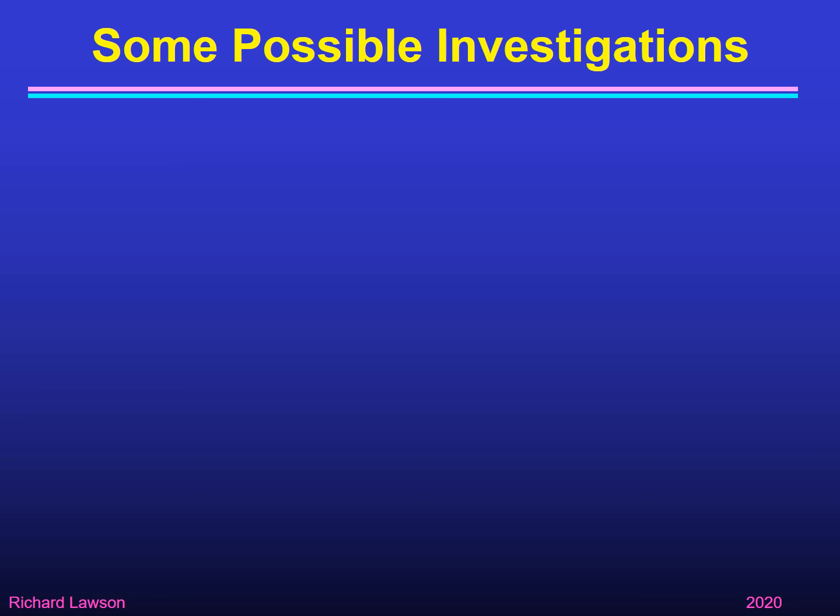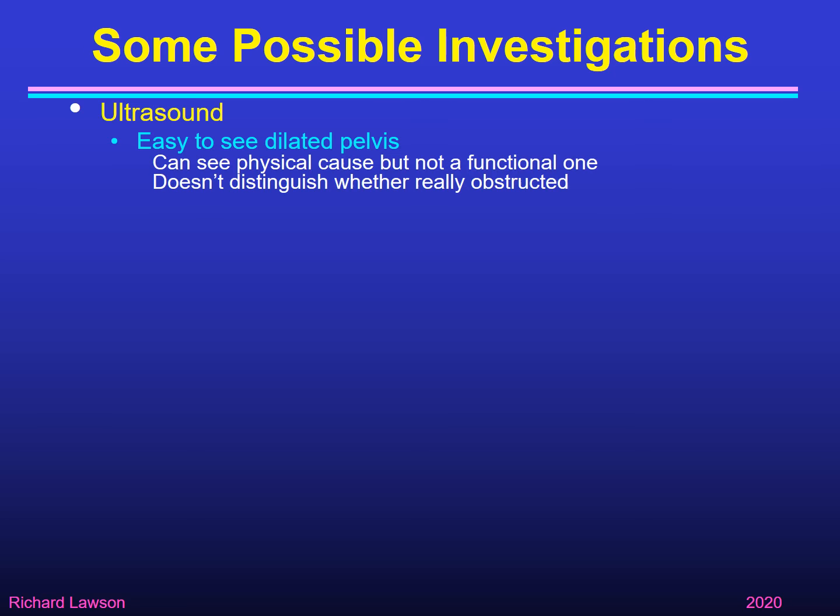So let's look at some possible investigations that can be used to investigate patients with suspected PUJ obstruction. An ultrasound scan will easily demonstrate whether a patient has got a dilated renal pelvis. So it can see physical causes like a stone, for example, but it can't demonstrate whether there's any functional obstruction. So it doesn't distinguish a truly obstructed system with a high pressure because it can't measure the pressure in any way.